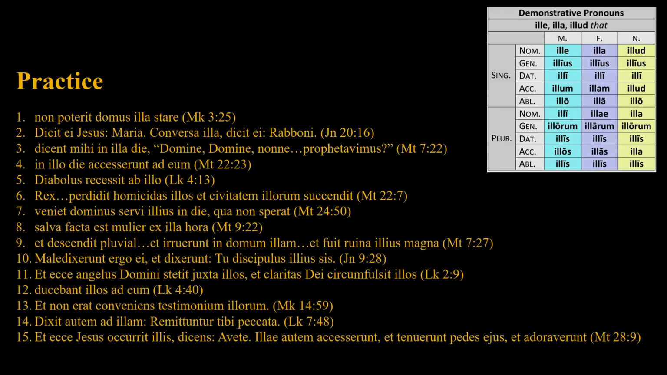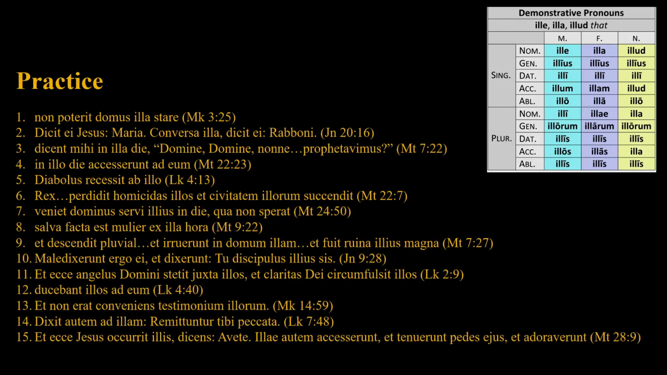Et fuit ruina illius magna. And the ruin of the house, that's kind of how we have to look at it, the ruin of that house was great. So that illius, referring back to the ruin of the house, genitive singular there. And the ruin of that house. So it's understood in illius that illius is referring back to that house. And you'll notice genitive singular is illius, illius, illius.